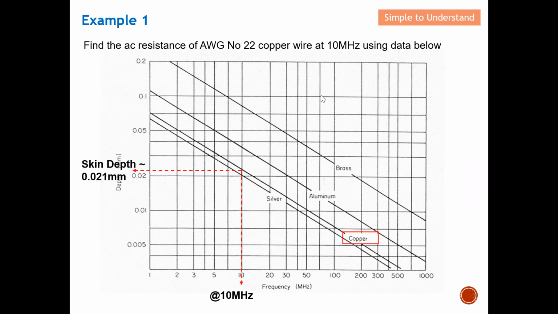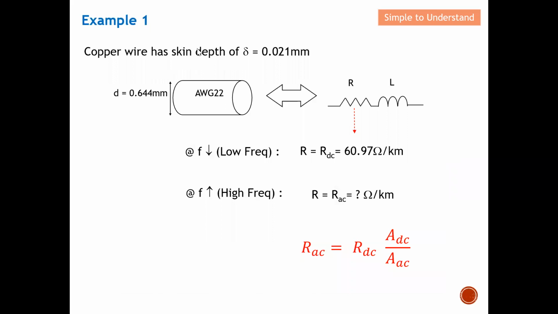Next, this is what I have done on the previous slide. The copper wire will have a skin depth of 0.021 millimeter. Next, this is an AWG22 cable, and I know that the diameter is 0.644 millimeter.